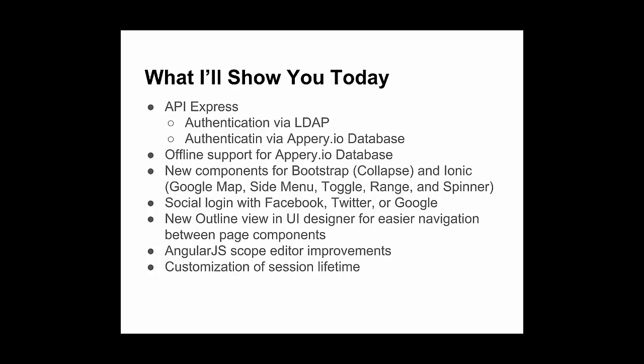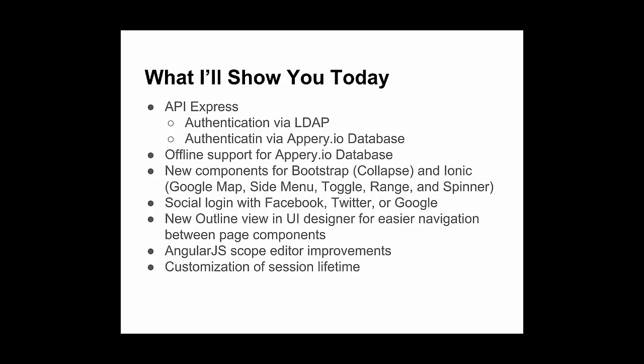All right, so this is the plan for today. This is just an overview of what we've been working on the past couple of months. Again, API Express now has support for authentication. You can use your corporate LDAP, for example, and you can also use the Appri.io database. There is a user collection that we had for a very long time, so you can use that as well. We also added offline support for the Appri.io database.